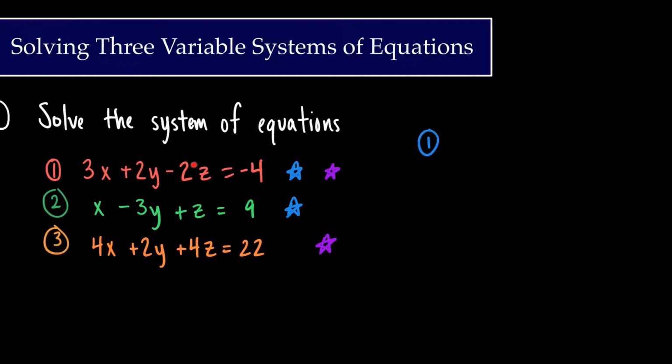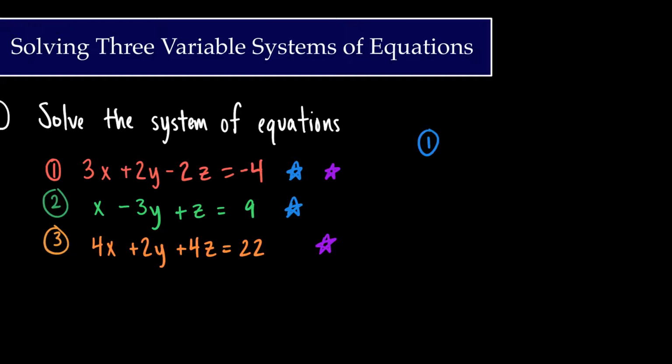So you'll see a negative 2z here and a plus z here. We're going to take these two equations and eliminate the z's. We're still going to have an x and a y, but we're going to get rid of the z. And then we're going to do the same thing for the first and the third equation, get rid of the z, and then we'll just have x's and y's, and then we'll have two equations with two variables, which we already know how to solve.